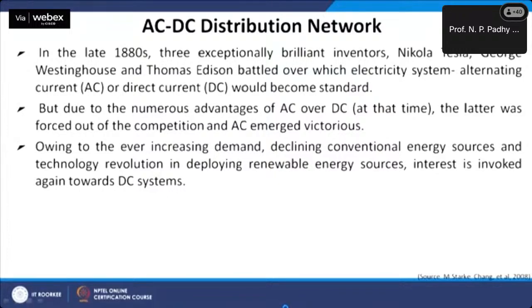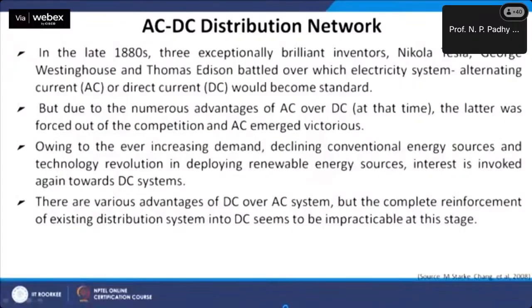Though we have mentioned that the AC system is considered to be the victorious one, looking into the current scenario of maximum renewable penetration into the system, slowly the DC network or the DC grid is taking the upper hand over AC. But that being said, we cannot absolutely replace the AC system. Both have to exist together and simultaneously. There are various advantages of DC over AC, but the complete reinforcement of the existing distribution system is next to impossible, and hence DC seems to be impracticable at this stage.